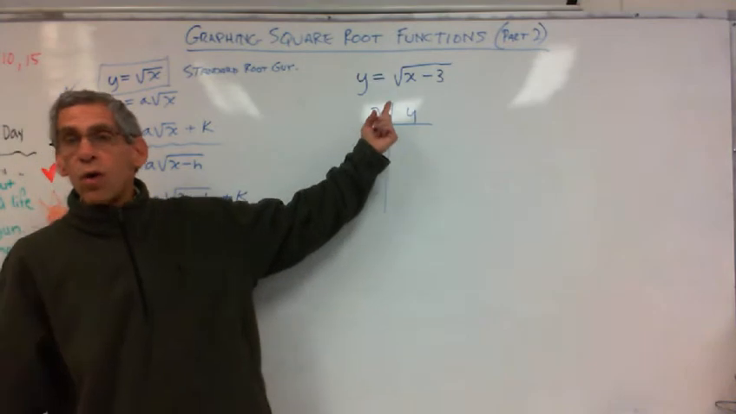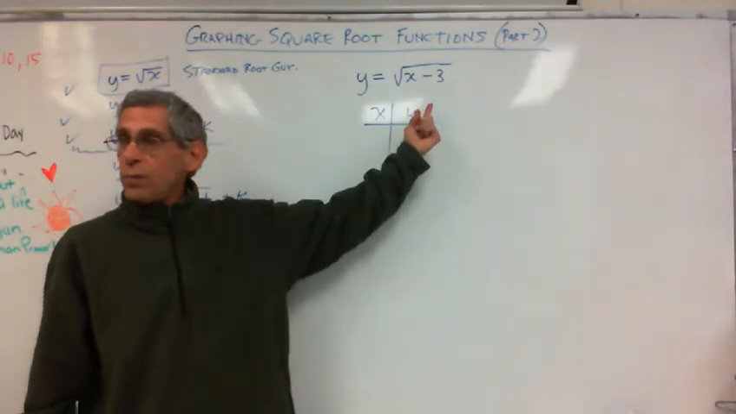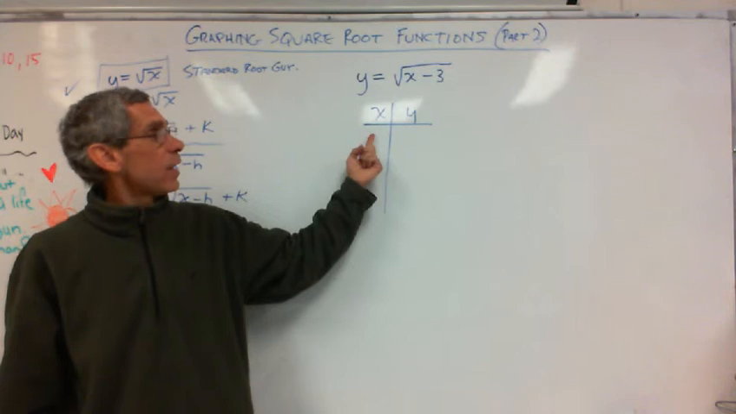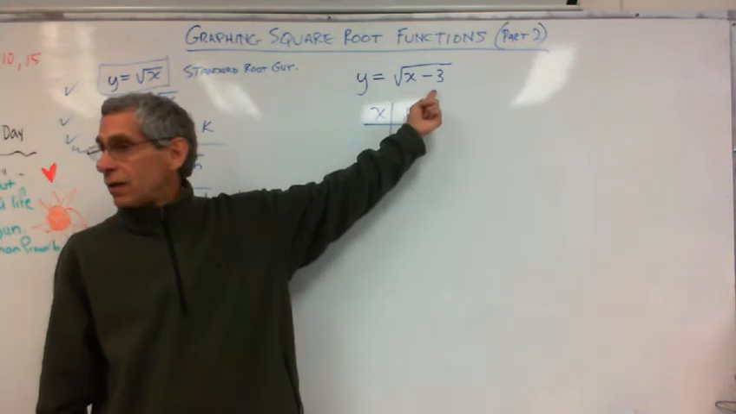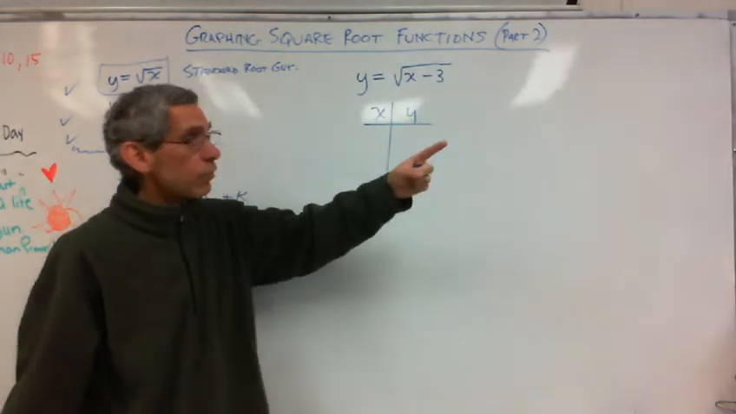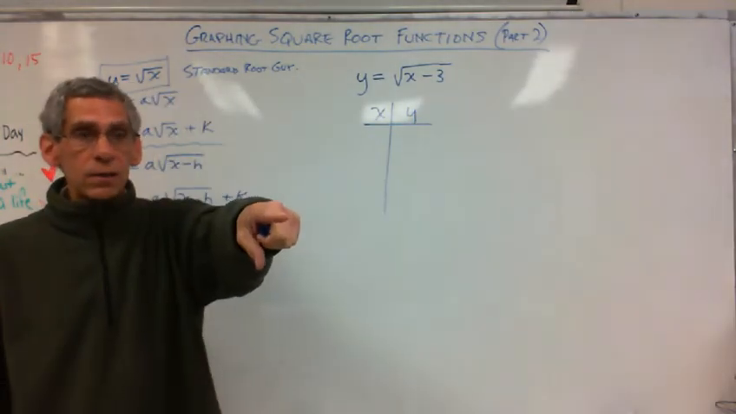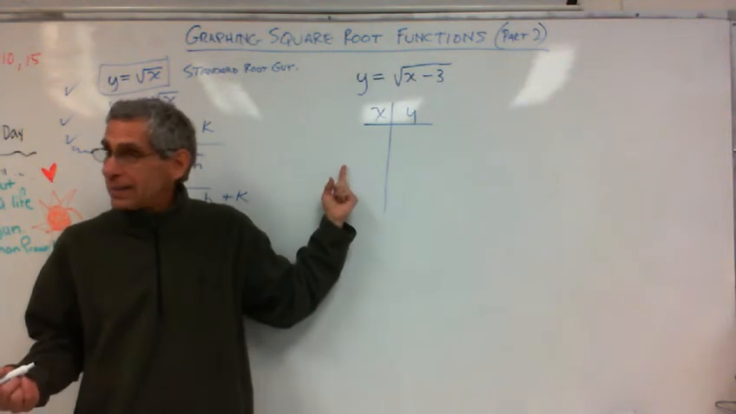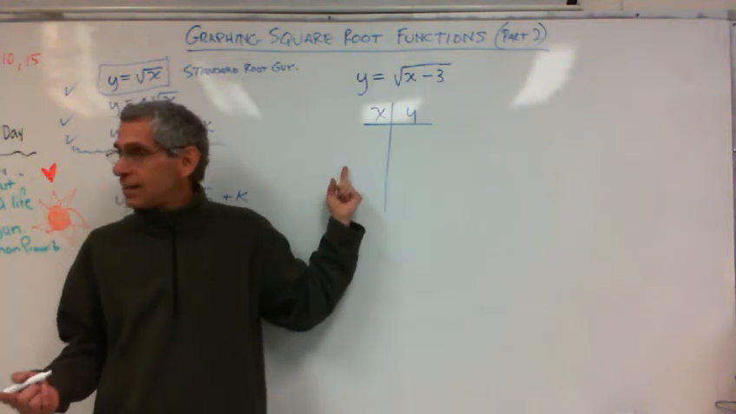What would be an easy one? If I did 0, then I'd have the square root of negative 3. So I'd choose 3. Why 3, Nathan? Because then 3 minus 3 is 0. So you choose what works. You make the easy choices.